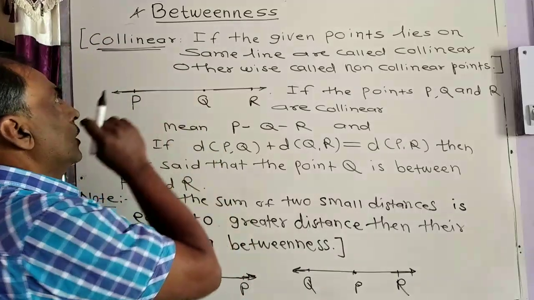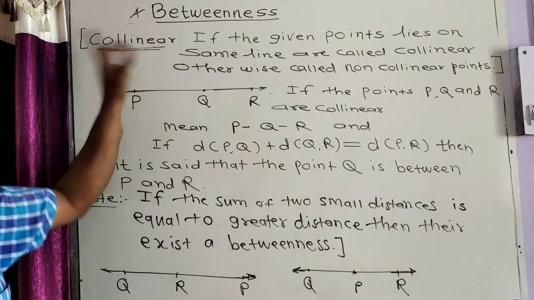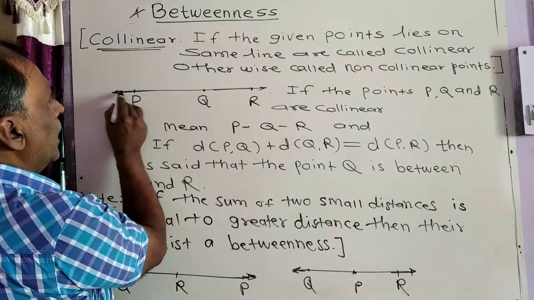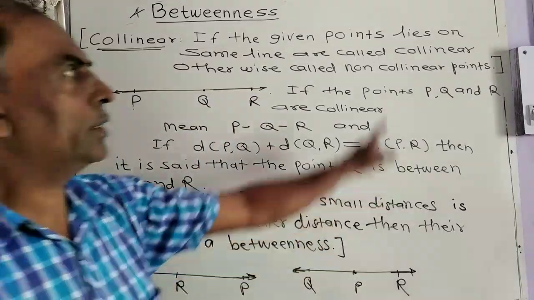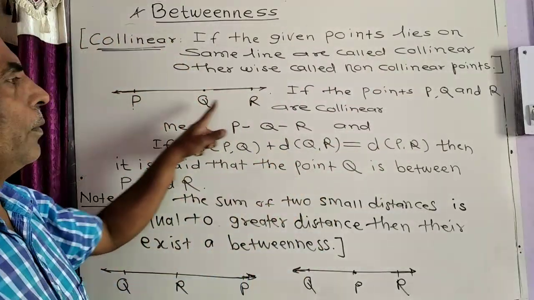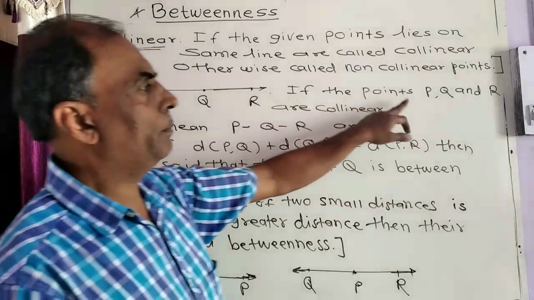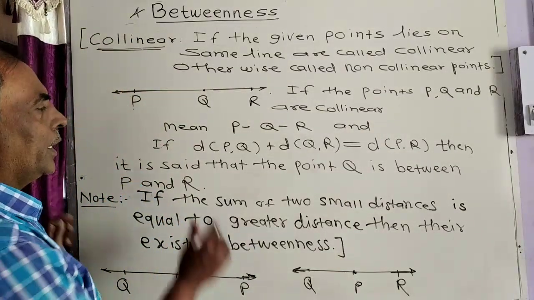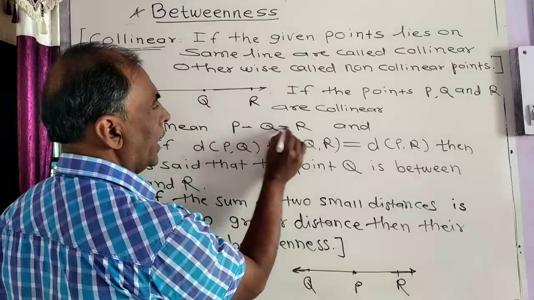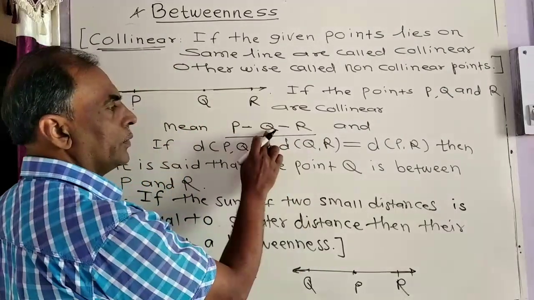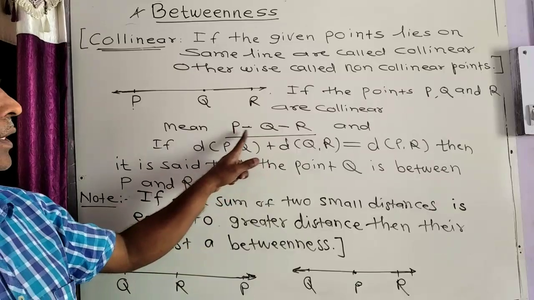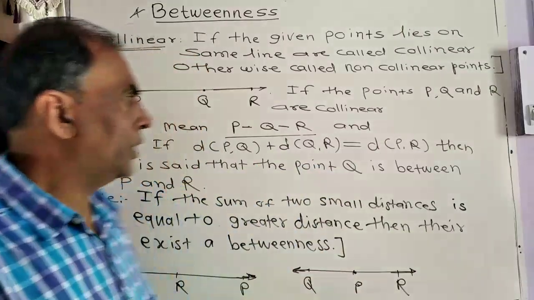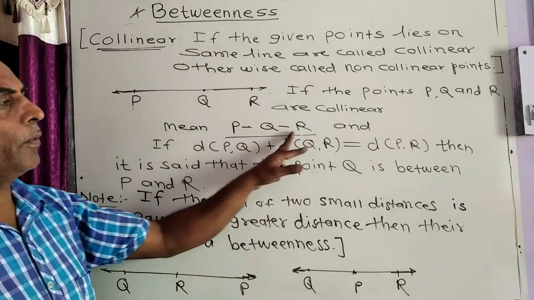So to see the betweenness, the collinear points definition is important. So this is the definition. Suppose P, Q, R, these points lie on the same line, then they are called collinear. If the points P, Q and R are collinear, it can be written as P-Q-R. Means if we are given P-Q-R, then we say that the given 3 points are collinear. So this is the first condition, that the given 3 points are collinear.